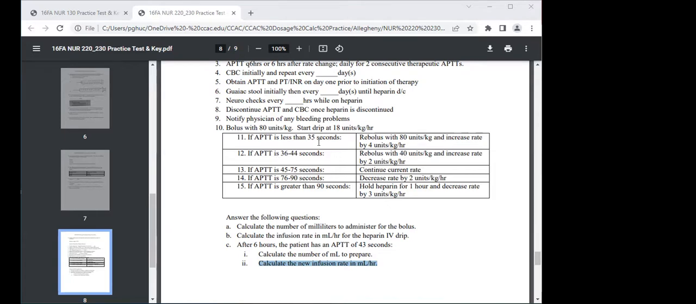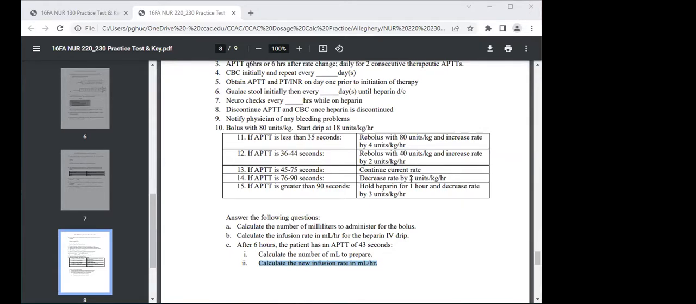The second thing that could change is it could ask you a different APTT. What if it told you the APTT was 30 seconds? Well, then notice what you'll do. You'll rebolus with 80 units, and then you'll increase the rate by 4. So if it started at 18, your new infusion rate would be set at 22 units per kilogram per hour. If it told you the APTT was 50 seconds, then you would just continue the current flow rate, and you would do no bolus.